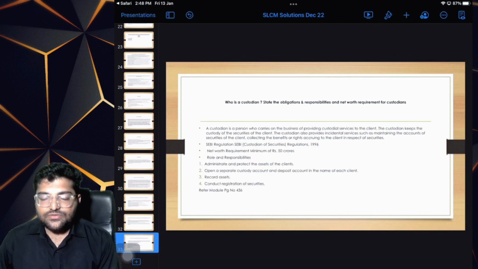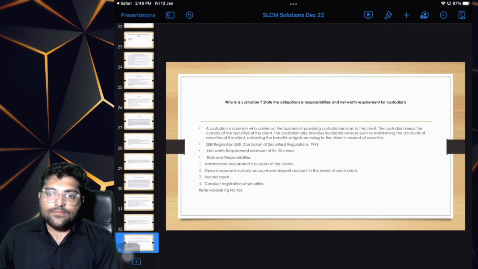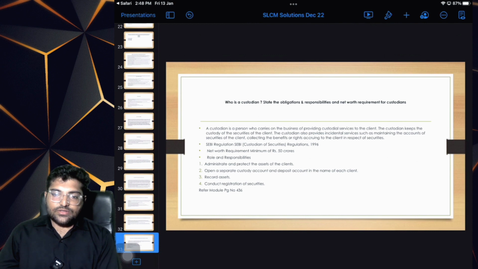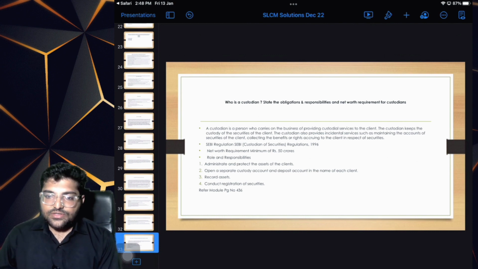And the last question which was asked is: what is a custodian, and state the obligations and responsibilities and the net worth requirements for the custodians. So yeah, it is also a direct question which you can refer to from module page 436.